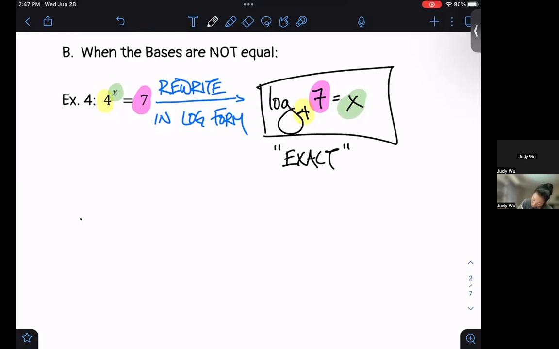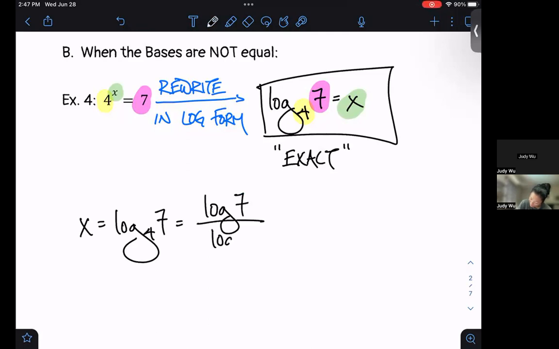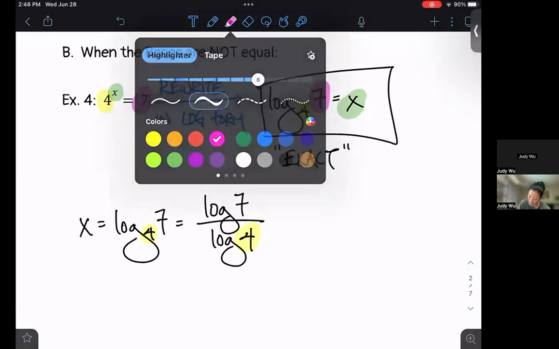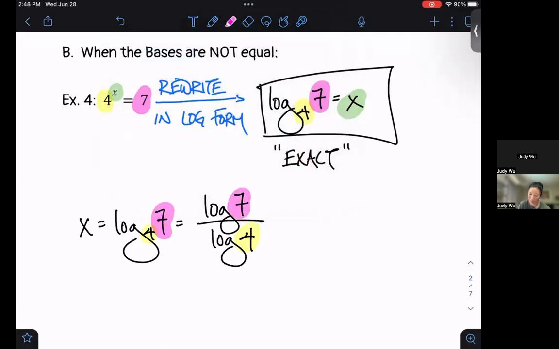It turns out that x equals log base 4 of 7 can be written in a few ways. We can actually write this as log of 7 over log of 4. If we're into the color coding, notice that the 4 is the base, so log of 4 goes in the denominator, and the 7 goes on the top.